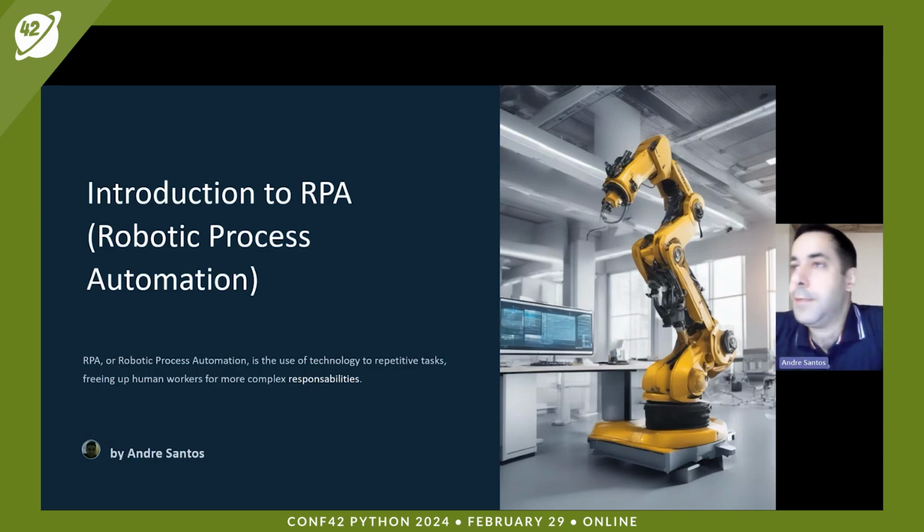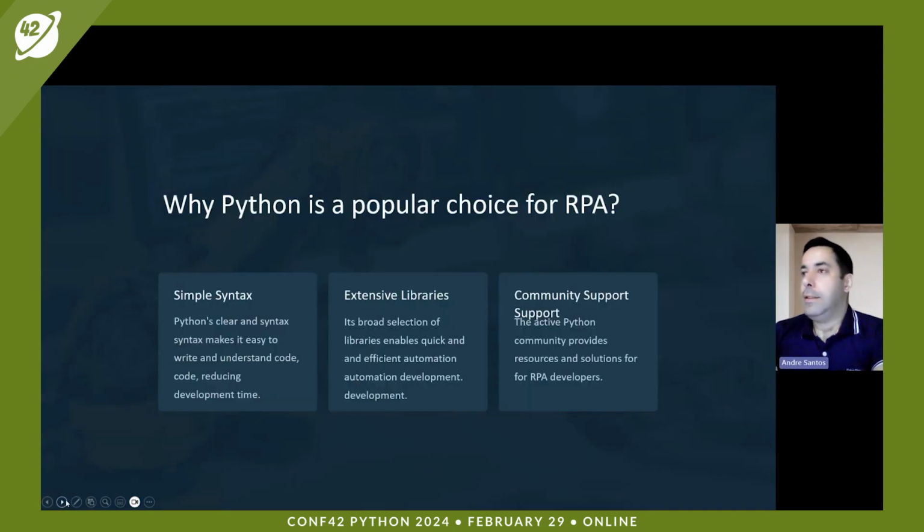RPA stands for robotic process automation. It is the use of technology to handle repetitive tasks, freeing up human workers for more complex responsibilities. Let's move on. Why is Python a popular choice for RPA? Python has a simple syntax, extensive libraries, and huge community support.